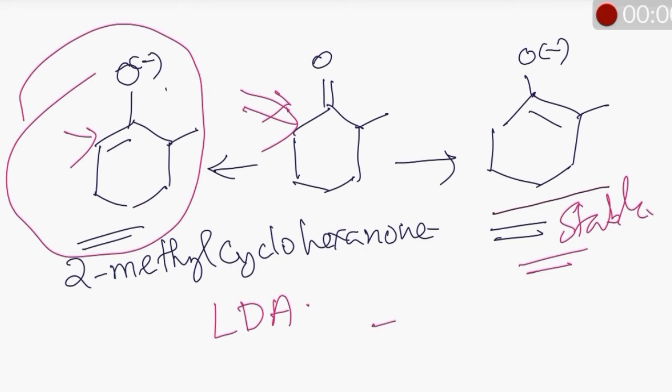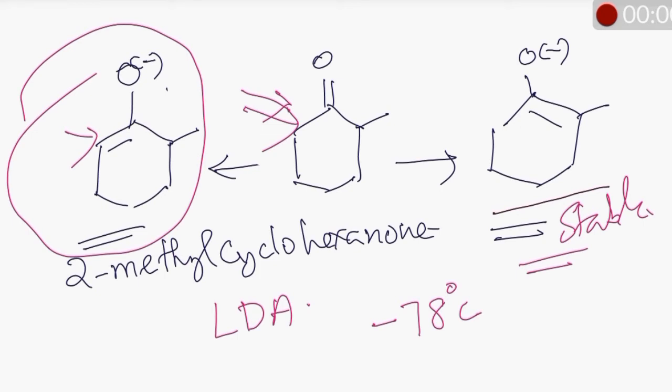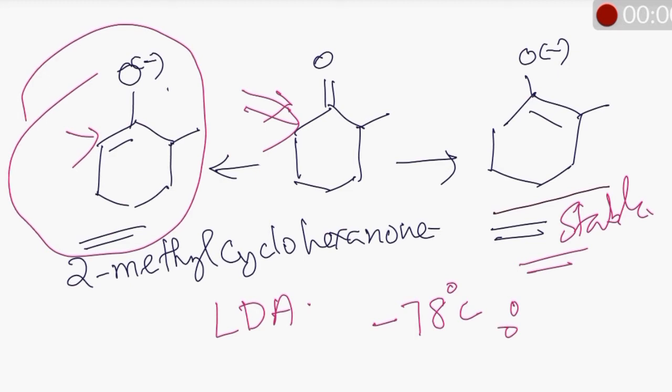Temperature is typically maintained at -78 degrees Celsius. The reaction times are typically short, and an excess of base compared to ketone is used at all times, which can be easily achieved by adding ketone drop by drop. This enolate, which is formed faster, is the kinetic enolate.